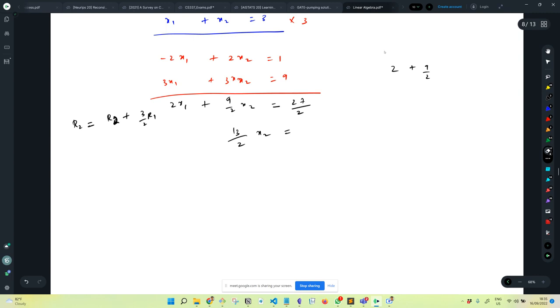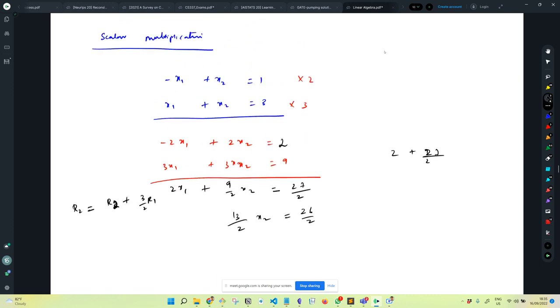I think I'm making a mistake somewhere. This should also be 2. Then this will be 27 by 2. So 2 plus 27 by 2 will be... Oh, still it is wrong. I'm making a mistake somewhere. I think I should get 26 by 2 or something for x2 to be equal to 2. Let me just check it.